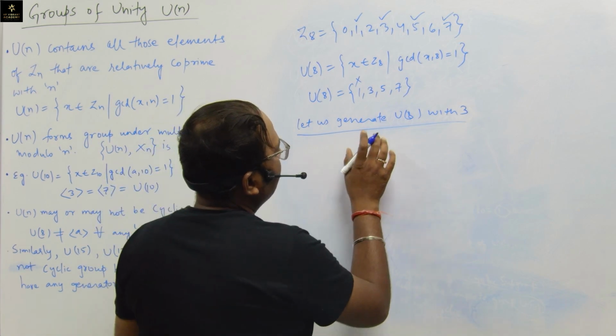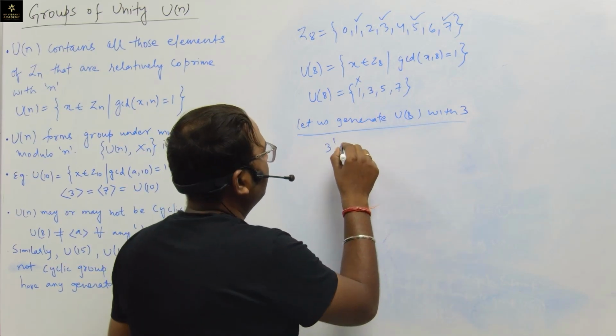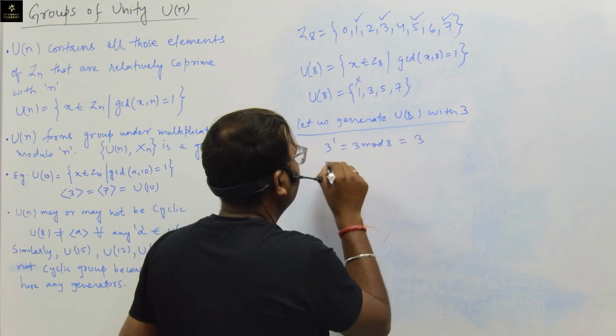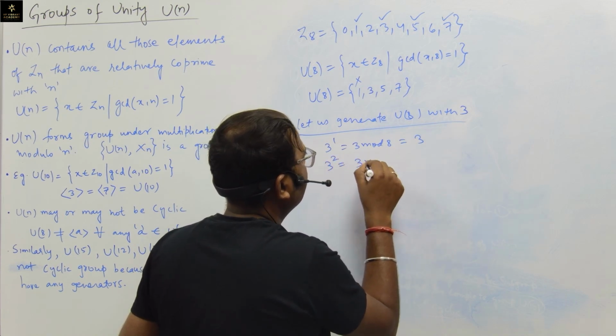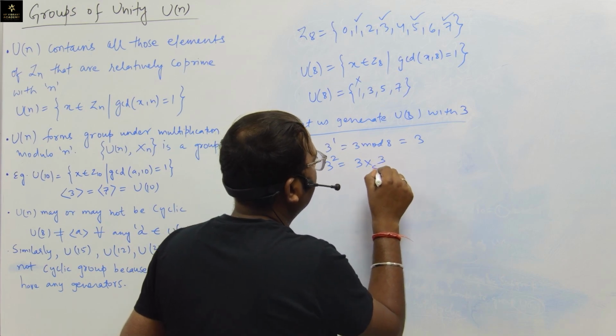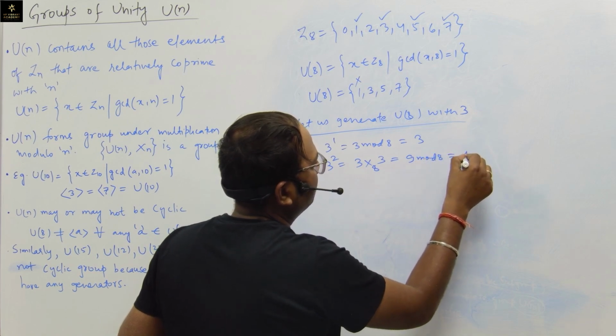Now let us try to generate U8 with 3. So 3 to the power 1, that is, we have operated 3 one time. This is 3 mod 8, so the remainder is 3. Now let us operate this 2 times. This is 3 cross 3, which is 9 mod 8. So the remainder is 1.